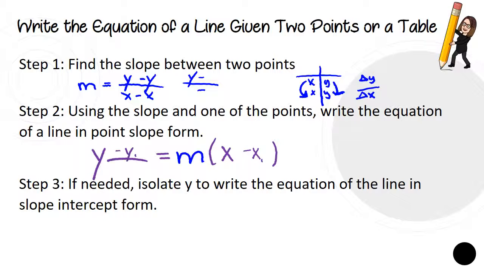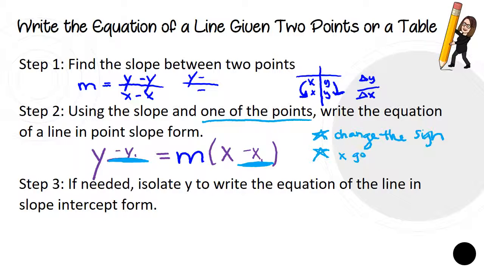So remember, let's underline that one of the points, you get to pick which one, is going to go in for y and x. Don't forget to change the sign when you put it into the equation. And don't forget that x goes with x. And the y value goes with y. Okay? So take a moment to add those to your notes.